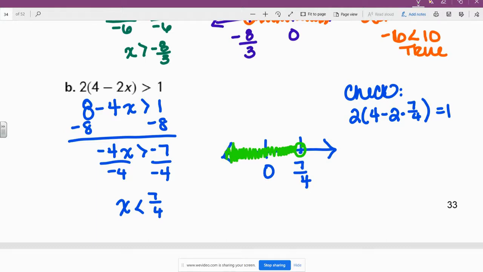Okay, and then my check, and I'm going to check 0. So that should be true if I'm checking 0 because I shaded 0. So I'll plug it in here so you can visually see it. It better be greater than 1. So if that answer isn't greater than 1, then we did something mathematically wrong. Actually, you're going to multiply first. So 2 times 0 is 0. So 4 minus 0 is 4, times 2 is 8, and 8 is greater than 1. So since that's true, then I know that I shaded the right way.